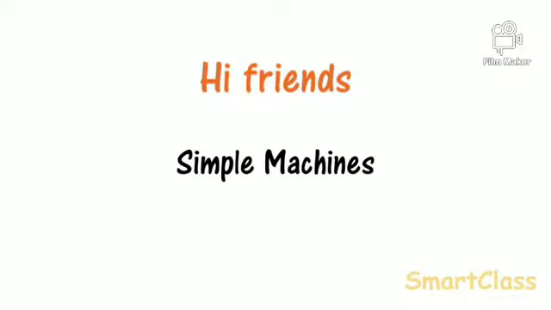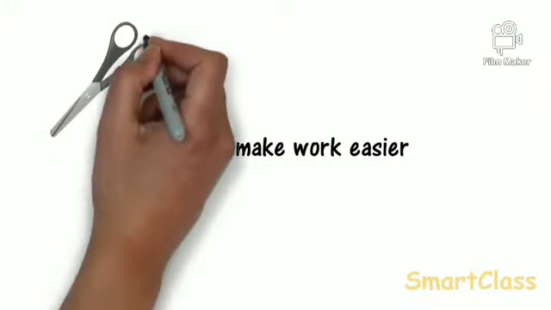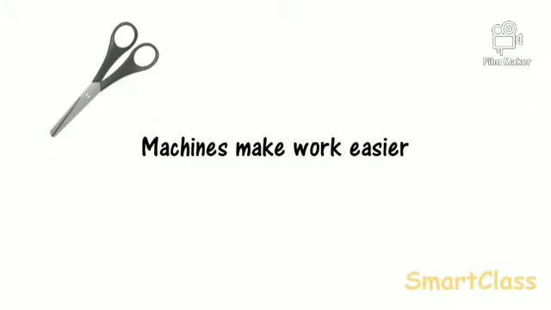Friends, today we will study simple machines. Friends, machines make our work easier and faster. For example, scissors help us to cut cloth or paper easily and faster. We can cut fruits and vegetables easily with knives.